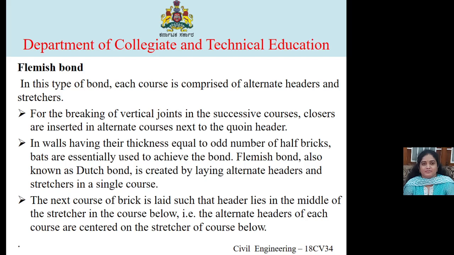to achieve the bond. Flemish bond, also known as Dutch bond, is created by laying alternate headers and stretchers in the single course. You can see in the figure later. The next course of brick is laid such that the header lies in the middle of the stretcher in the course below. That is, the alternate headers of each course are centered on the stretcher of the course below.